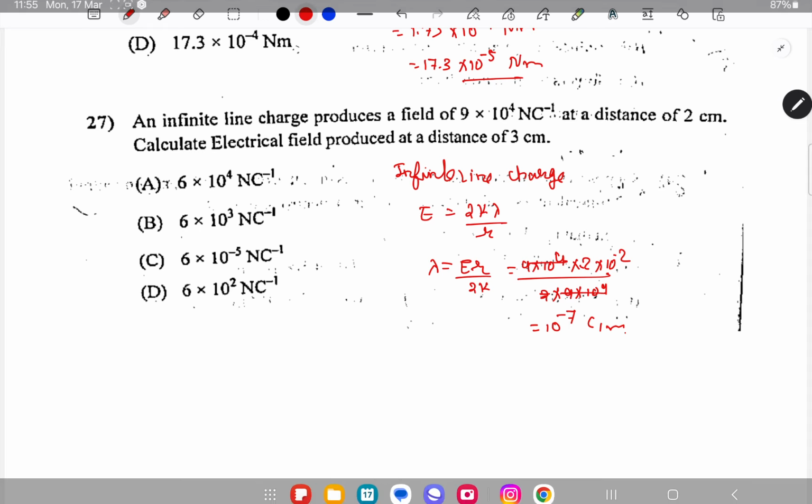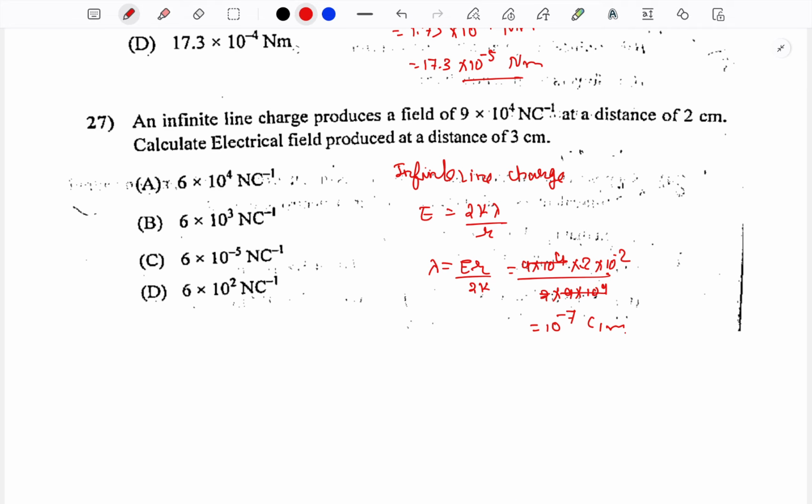This is lambda, but we have to calculate the electric field at 3 cm distance. So E dash is equal to 2k lambda by r dash. Let's write this solution separately so we are not confused. 2 multiplied by 9 into 10 to the power 9 multiplied by 10 to the power minus 7, divided by 3 cm, so 3 into 10 to the power minus 2. So the answer will be 6 into 10 to the power 4 Newton per coulomb.